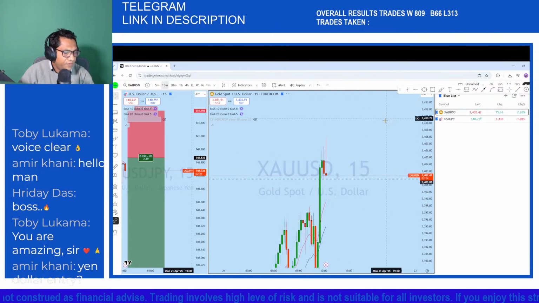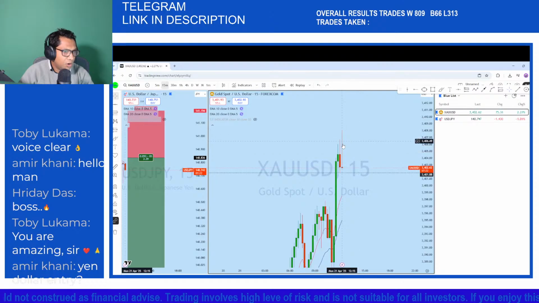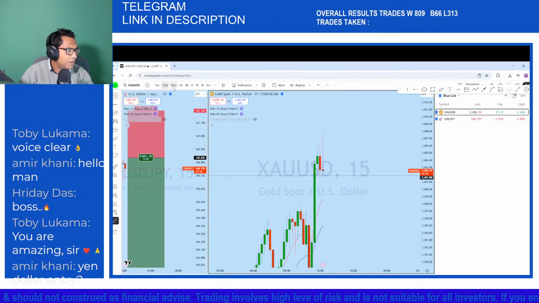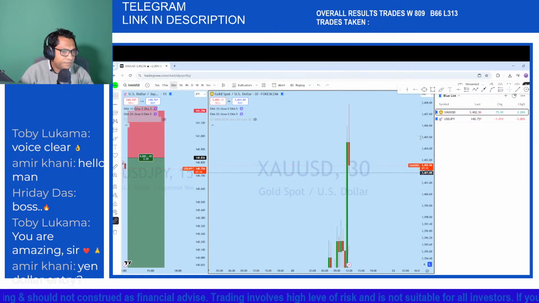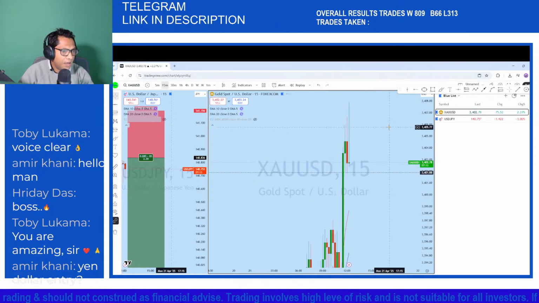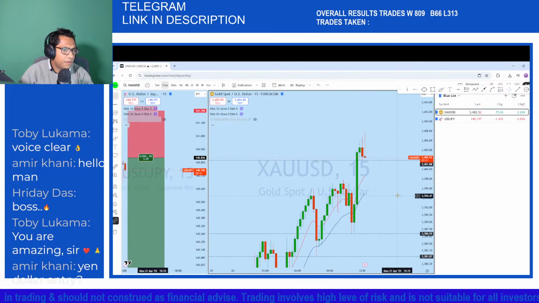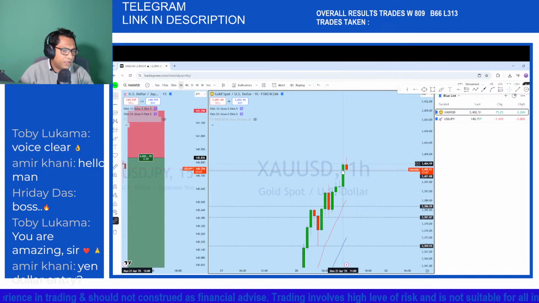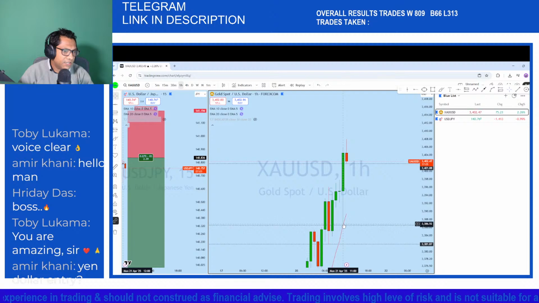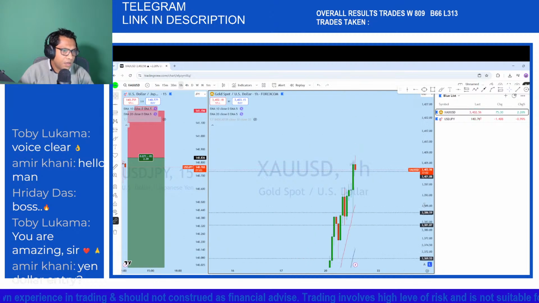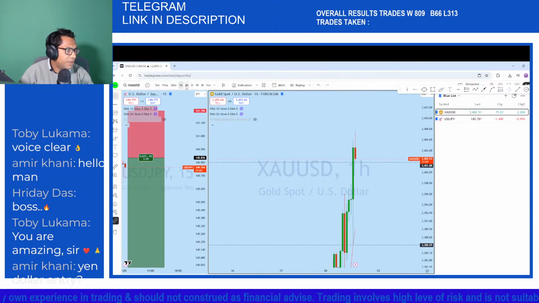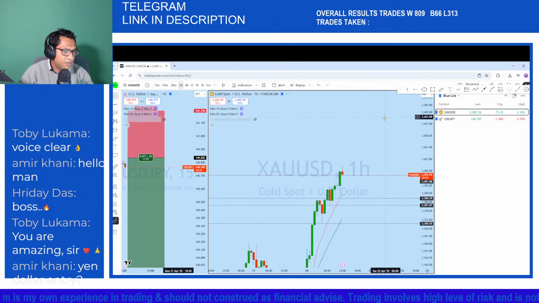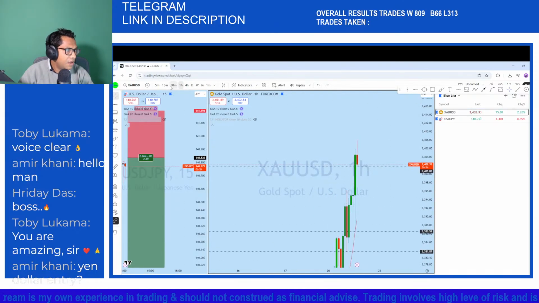So looking at the 15 minutes with a long wick, 30 minutes, and with this one here, 1 hour. Now from the 1 hour perspective, we can see that there is a bullish engulfer, and from the 4 hour chart here, we can see that this is also a bullish engulfer.